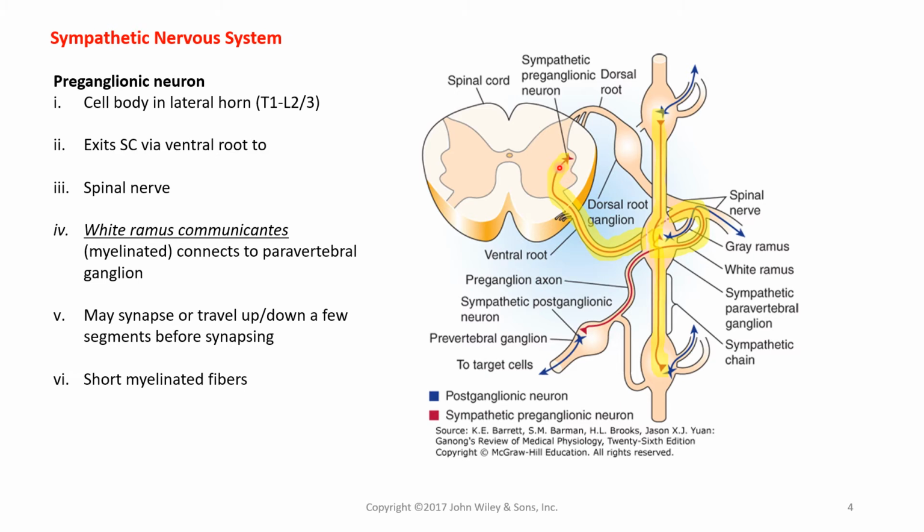And again, you'll recall these are myelinated fibers, and they're short. They're only going to wherever this first ganglion is. The neurotransmitter that they're going to release is going to be acetylcholine. All the time, these preganglionic neurons are always going to be releasing acetylcholine. And that's the neurotransmitter going across that synaptic cleft to get to that postganglionic neuron.